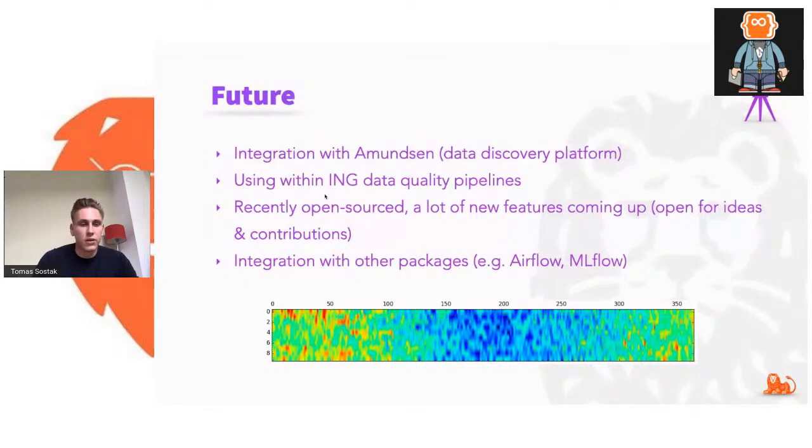As for what the future holds for us, we would like to integrate this with Amundsen, which is the data discovery platform that was developed at Lyft, but is currently in collaboration with ING. By using Amundsen, we would like to use this in ING data quality pipelines. For example, we would be tracking all these data changes over time automatically on our ingested data, which would be very powerful. Since we recently open sourced, a lot of new features are coming up, and we are open to ideas and contributions.